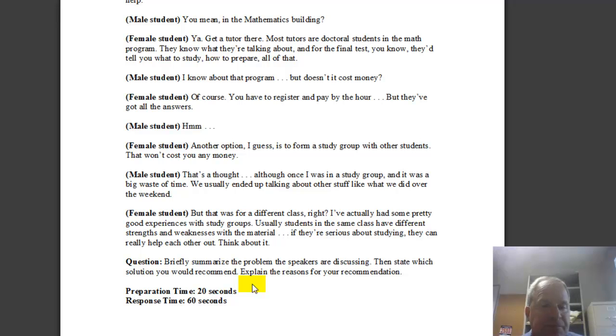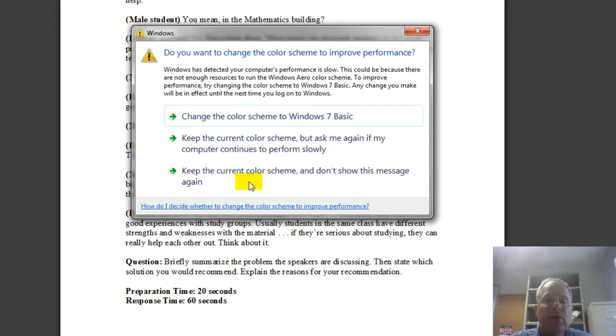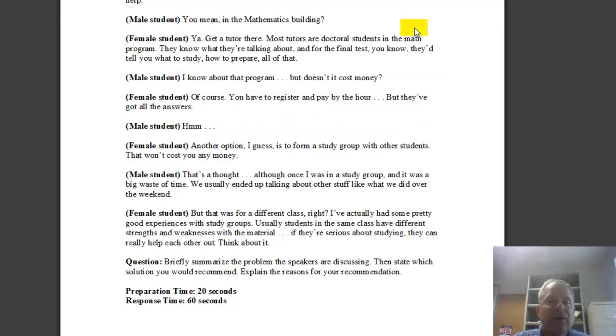It says, I guess is to form a study group with other students. That won't cost you any money. So I guess what you have to do here is you have to discuss which solution you think is better. Do you think it's better for the man to get a tutor and pay the money? Or do you think it's better for him to join a study group? So once you say, okay, in my opinion, I think it's better that the man join a study group, at that point you give reasons.